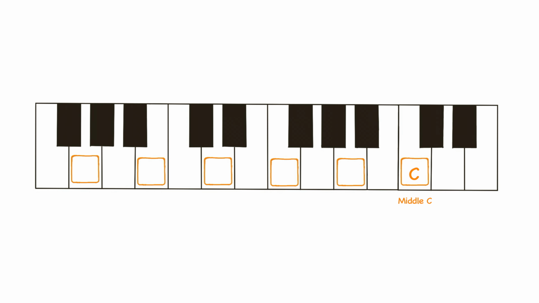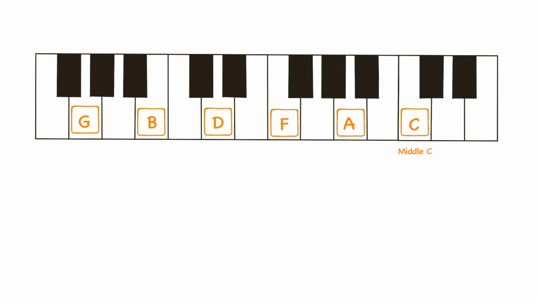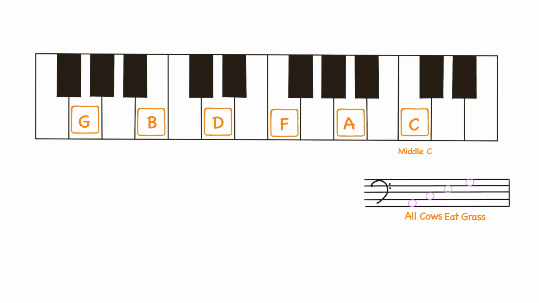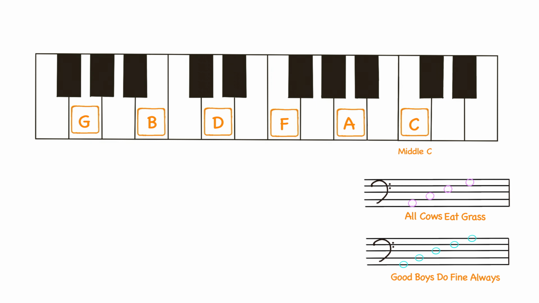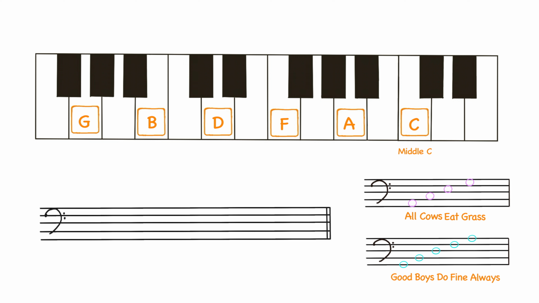Here's another question. Middle C is here, so the answer should be like this. On a stave, let's count by the memory aids this time. The memory aid for space notes from bass clef is "All cows eat grass." For line notes it is "Good boys do fine always." So G is on the first line, B is on the second line, D is on the third line, F is on the fourth line, and A is on the fifth line, and middle C is here.